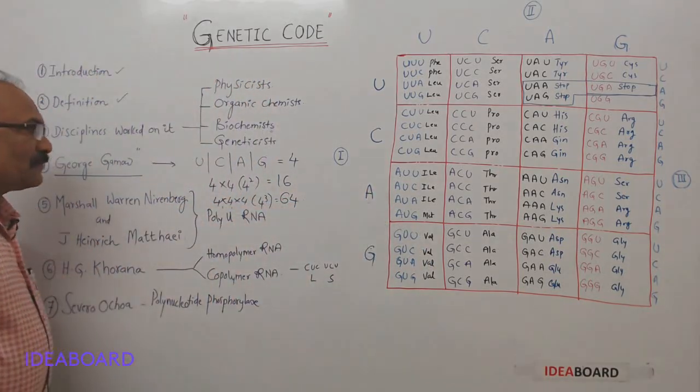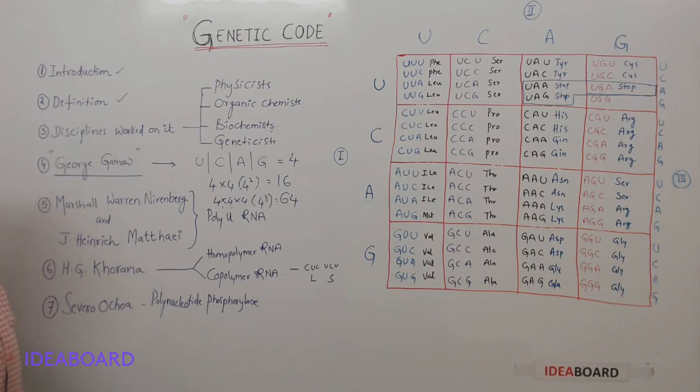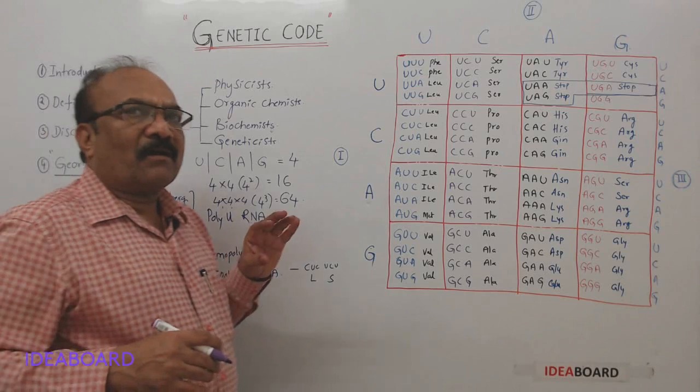And now the confirmation of this was started. Among the many scientists, I have written some of the names here, which you have to memorize: Marshall Warren Nirenberg and J. Heinrich Matthaei, Har Gobind Khorana or H.G. Khorana, and Severo Ochoa. These people did some experiments to find out whether a doublet codon, singlet codon, or triplet codon is working.